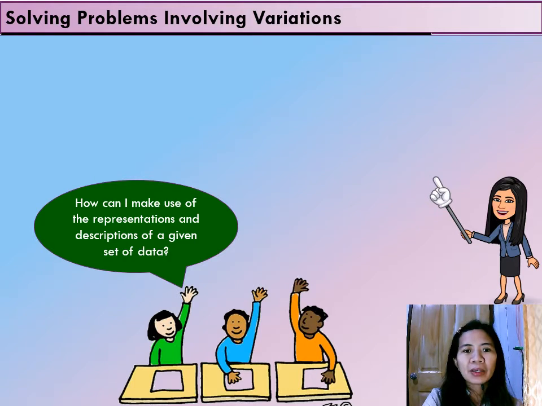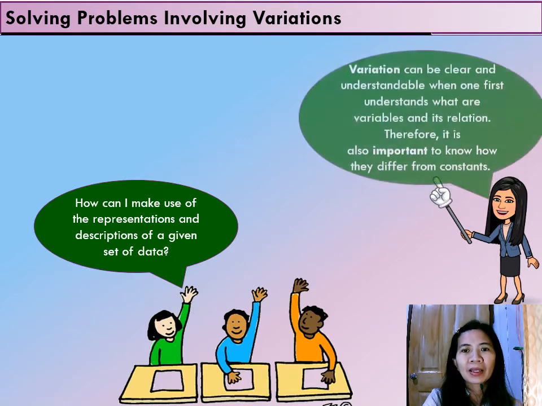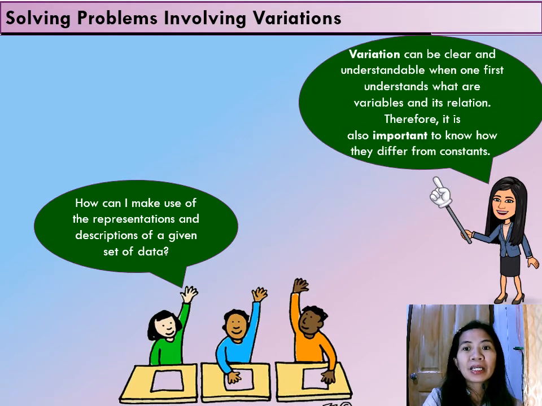How can I make use of the representation and description of a given set of data? Variation can be clear and understandable when one first understands what the variables and their relation are. Therefore, it is also important to know how they differ from the constants. Okay, so take note of the following questions as we go on with our discussion.